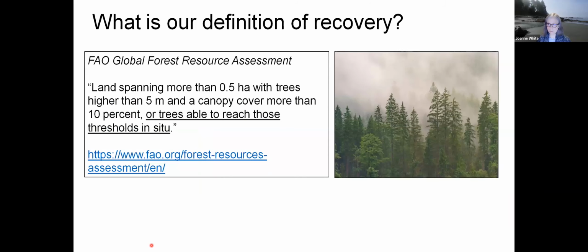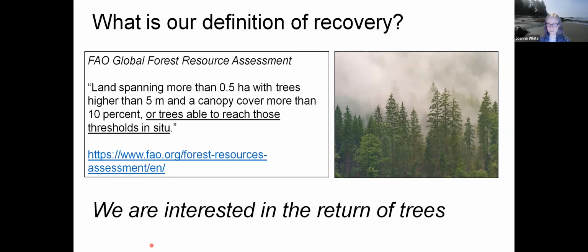In our work, our definition of recovery is based on the FAO definition of forest, which is trees that are taller than 5 meters and with a canopy cover greater than 10%. The reason we use this definition is because this determines when an area is classified as forest. And so we're interested in the return of trees. Ultimately, that's what we're interested in.